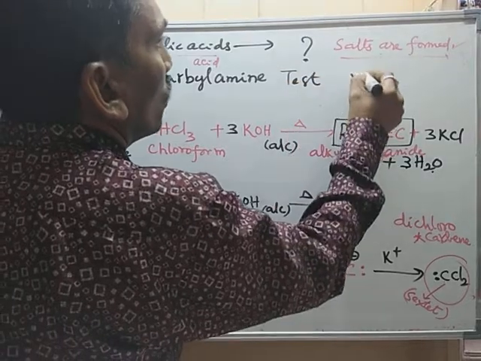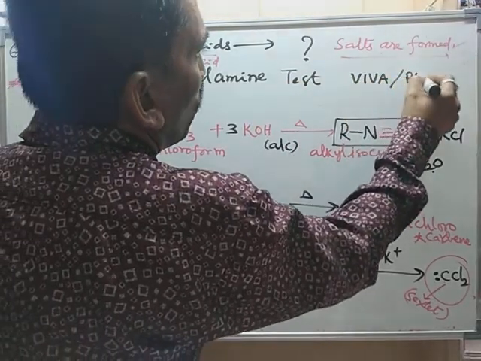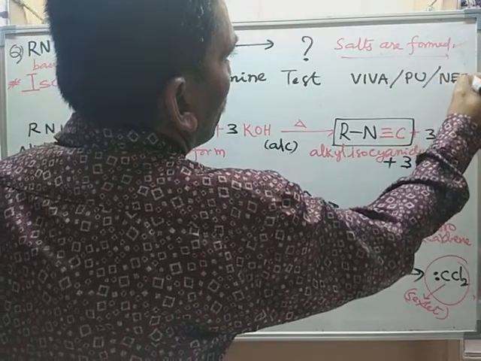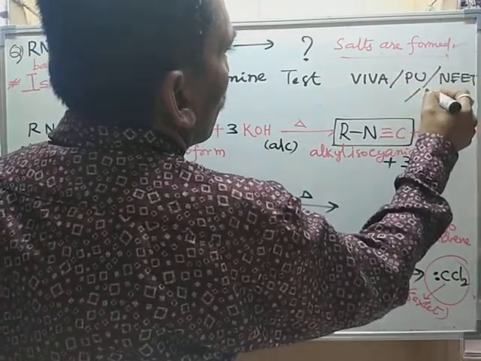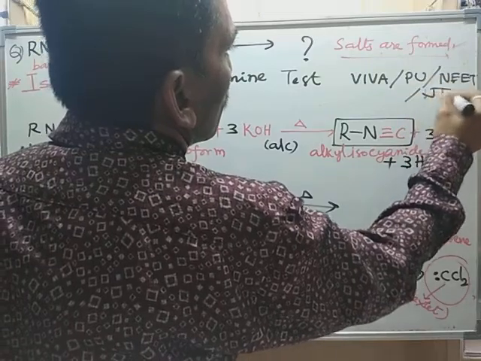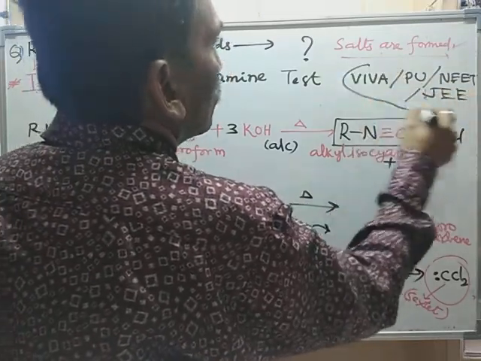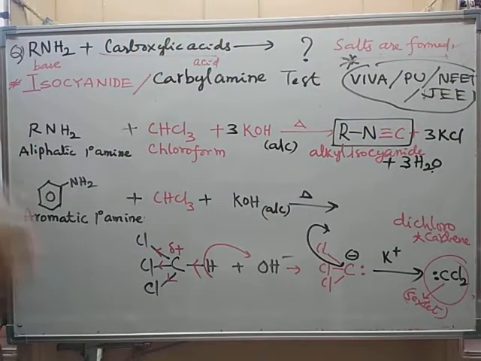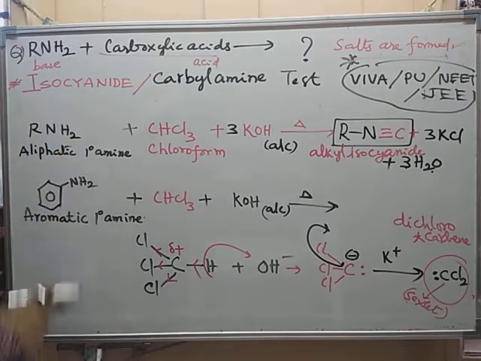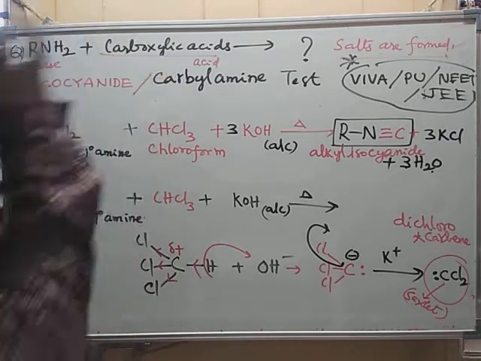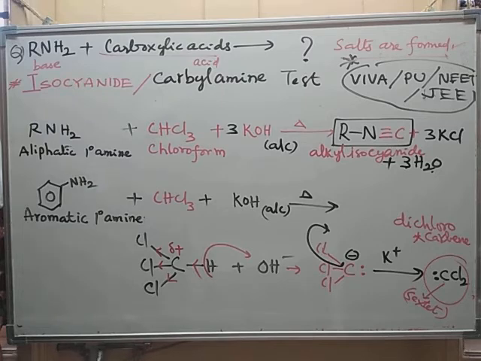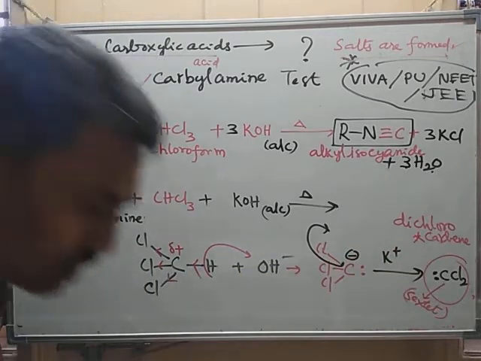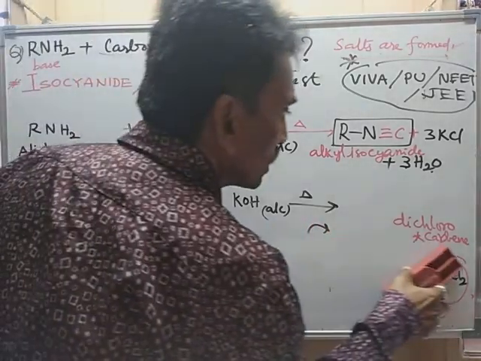This is useful for viva, PU and competitive examinations. In all cases it is required. What is the carbylamine test? That is answered by which type of amine? Aliphatic and aromatic primary amines only give a positive carbylamine test. Secondary and tertiary amines do not give it. And what is the reactive intermediate? This story is not required, dear students. It is just simplified, given only for understanding.